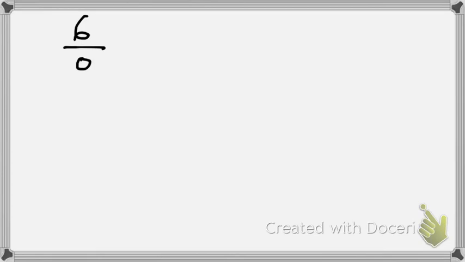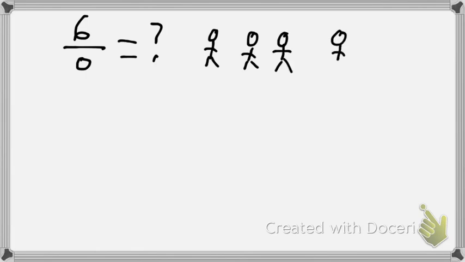Okay, now when we get to zeros, though, things tend to take kind of a weird turn. So if we have 6 divided by 0, how would that work? What does that equal? Well, let's say we have 6 people. And say, okay, break those 6 people into 0 groups. What does that mean? Well, we can't break them into one group of 6, because that would just be a group. We can't break them into individuals, because that would just be 6 groups of 1.